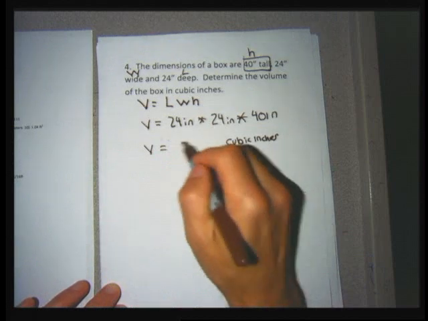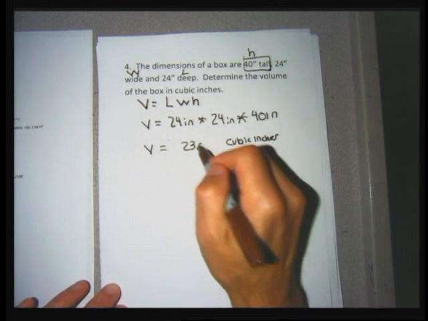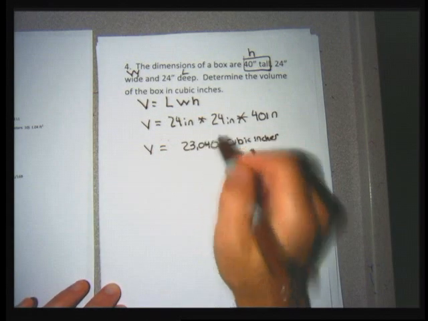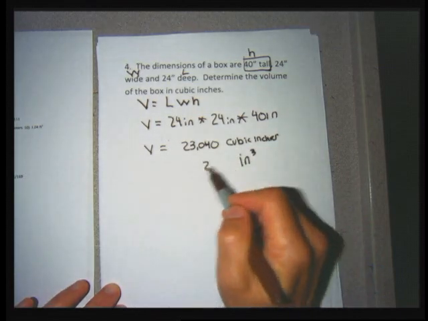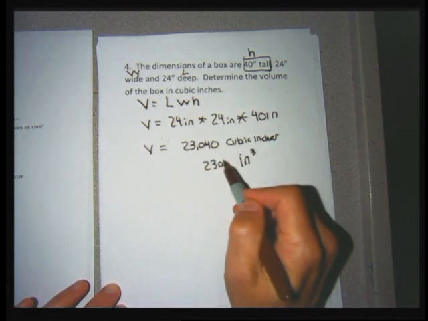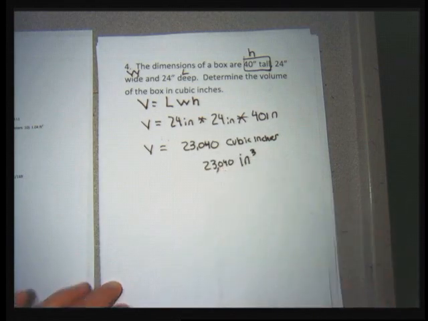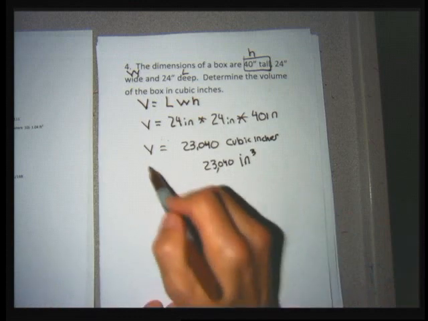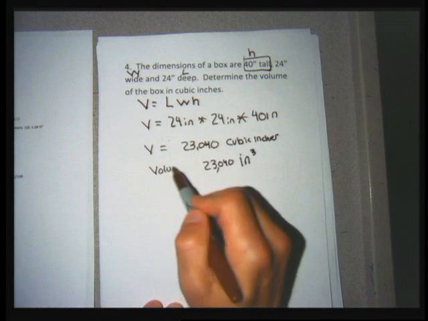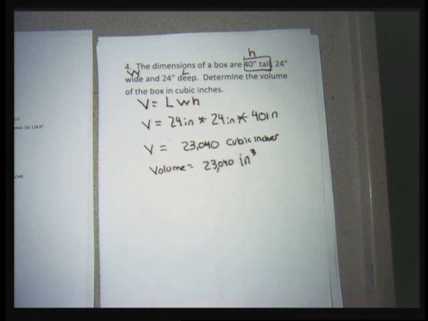So for an answer, you could write the volume is 23,040 cubic inches, writing the words cubic inches, or you can write 23,040 inches cubed. And you could even write the word volume if you wanted to. It would be probably nice. Or the V for volume would be also fine.